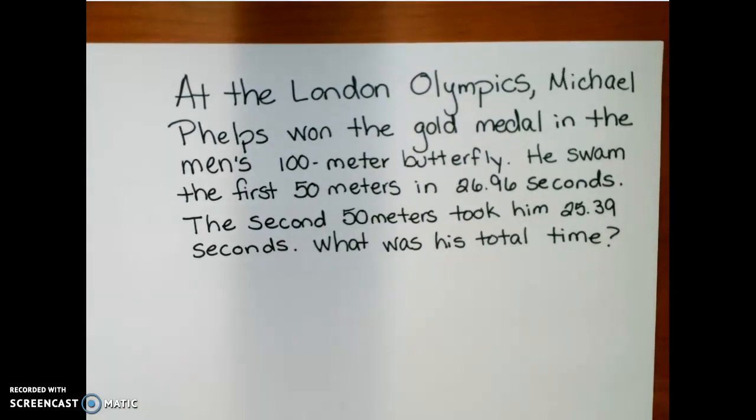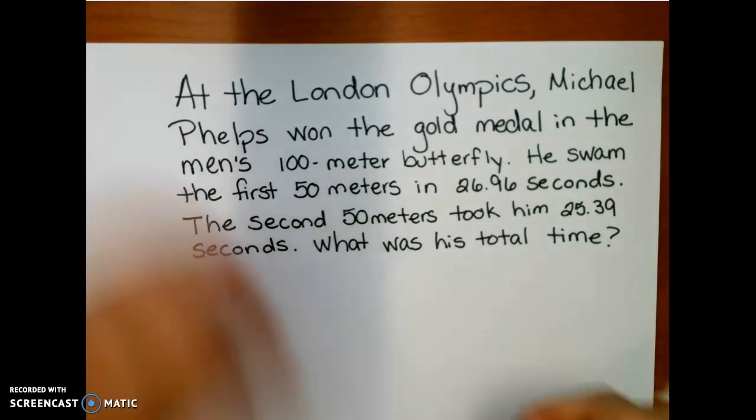At the London Olympics, Michael Phelps won the gold medal in the men's 100-meter butterfly. That's a type of swimming stroke if you don't know. He's not flying around in the air. He swam the first 50 meters in 26.96 seconds. The second 50 meters took him 25.39 seconds. What was his total time?